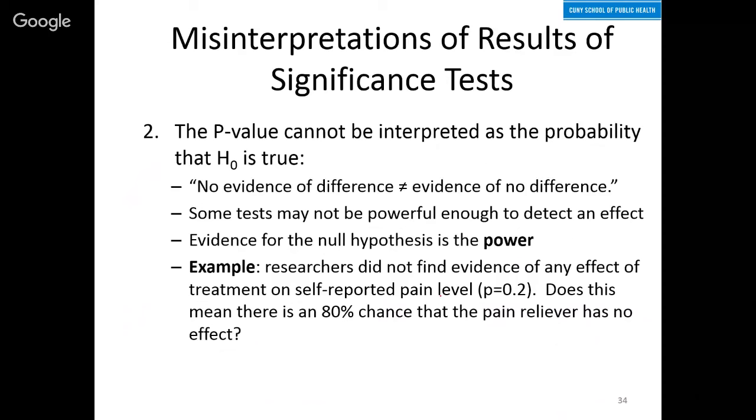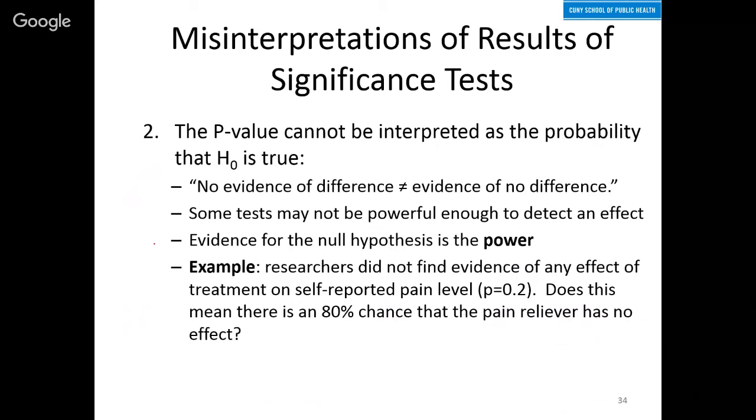What is evidence for the null hypothesis is the power. So if you do your power estimation and find that you have 90% power to detect a difference and you still don't detect a difference, that tells you something about the probability that your null hypothesis is actually true.